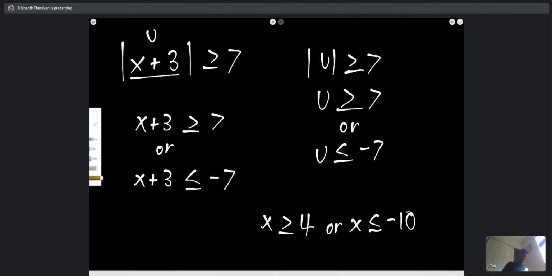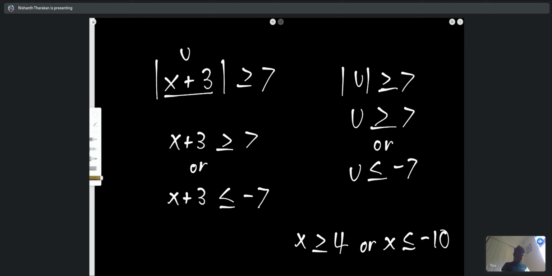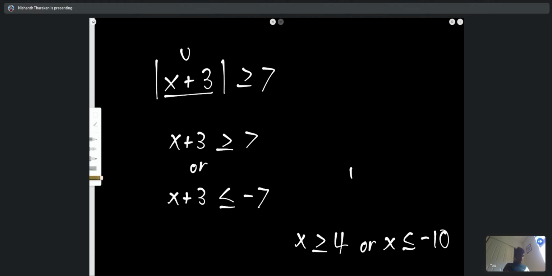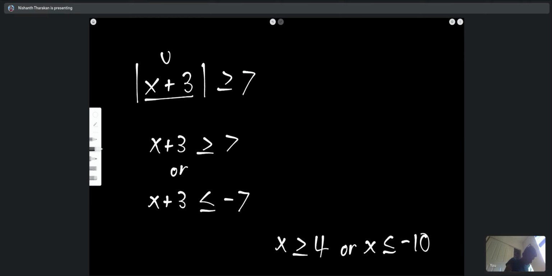Okay? And we can check that. Remember to check your answers if you're not sure. And if you are very confident, definitely check your answer. So, we'll try 4 and 5 to check this one, and we'll try negative 10 and negative 11 to check for this one.